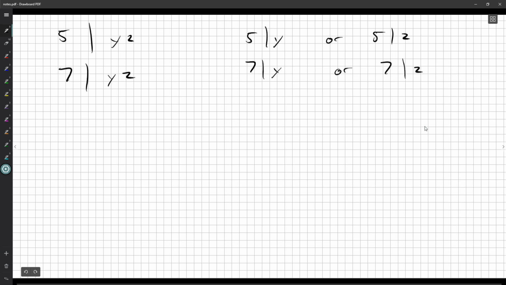So I know 5 has to divide yz, but then because 5 is prime, either 5 divides y or 5 divides z, or maybe both. This is a nice general property of prime numbers. If a prime number divides a product, then that prime divides one of the factors of the product. This is, for example, not true of something that isn't prime. So 6 divides 3 times 4, but 6 doesn't divide 4, and 6 doesn't divide 3. But with primes, you do get this nice split.